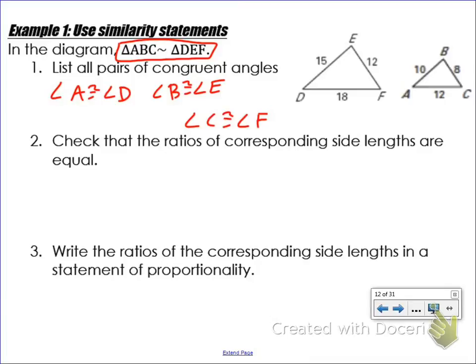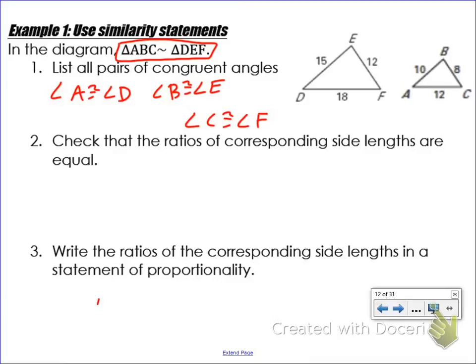We're actually going to go to number 3 first. We'll do this one first, and then we'll go back and do number 2. We want to write the statement of proportionality for these 2 triangles. Now again, we can use the similarity statement to write the statement of proportionality. So we're going to write ratios. Write 3 ratios, and all 3 ratios are going to be equal to each other.